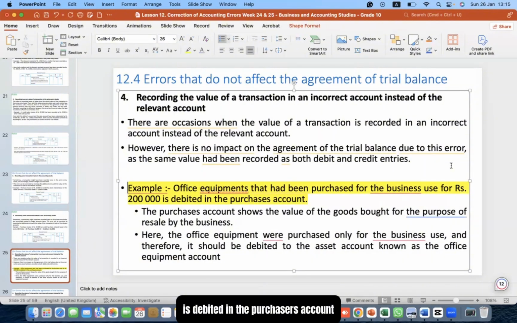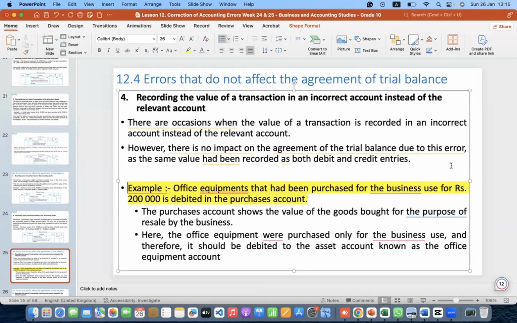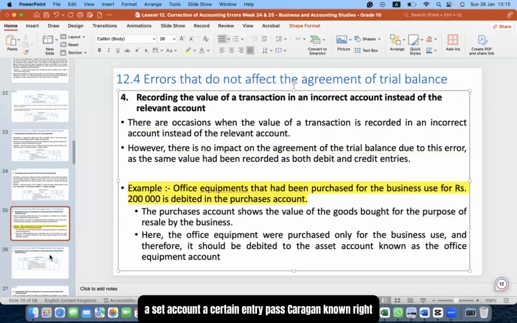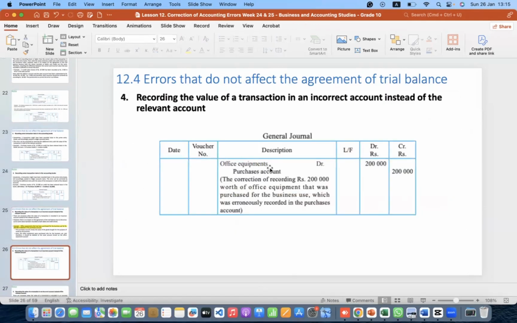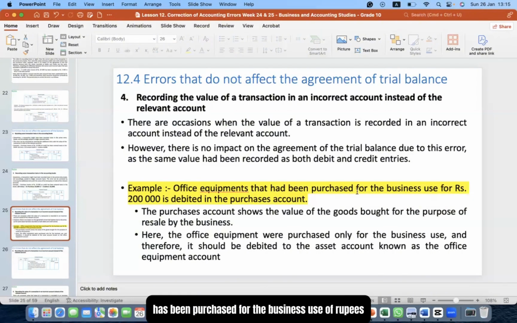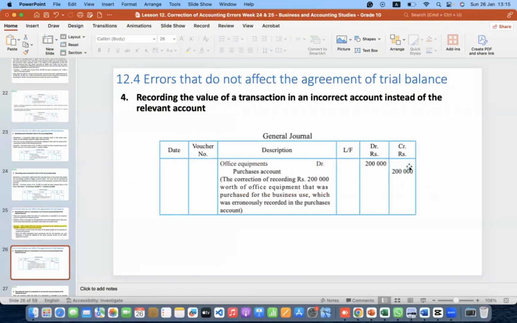එතකොට purchases account එකේ අපි ඒක reverse කරගන්න ඕනේ. අර asset account එකට හරියට entry එක pass කරගන්න ඕනේ, right. අපි මොකද කරන්නේ, office equipments එහෙම නැත්නම් asset account එකක් අපි debit කරගන්නවා 200,000 වලින්. අර purchase account එක වැරදියට debit කරගත්ත එක, right. Office equipments has been purchased for the business use of rupees 200,000 is debited in the purchases account. මේ debit කරගත්ත purchases account එක අපි credit කරලා අර entry එක reverse කරගන්න, right.